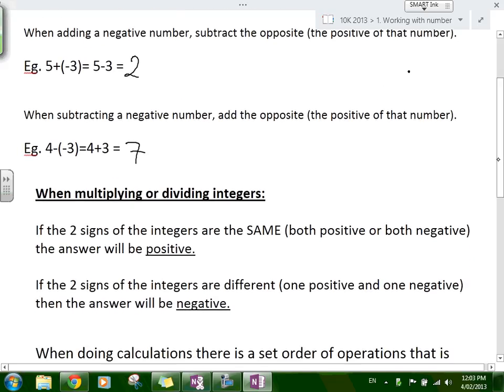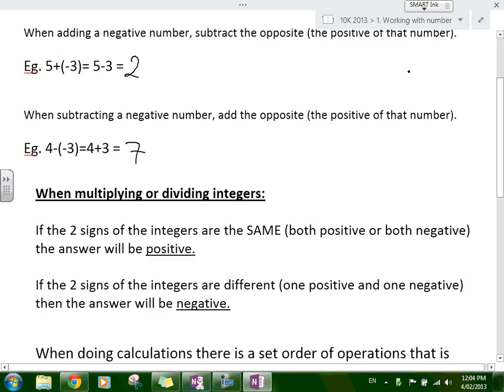The next thing is, quickly, when multiplying or dividing integers. You have to think of this separately from addition and subtraction. You have multiplication and division. The general rule is if the two integers that you're multiplying or dividing have the same sign, then it's going to be a positive result. So if they're both positive or both negative, and you multiply them together, their product is going to be positive.